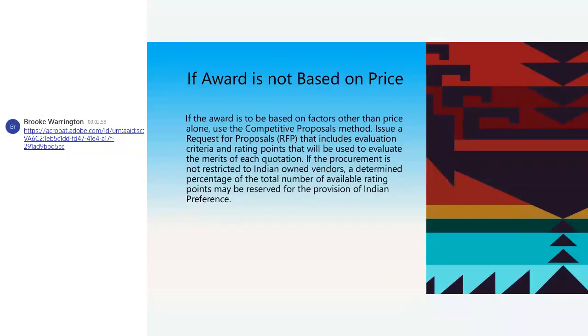If your award is to be based on factors other than price, you use what they call a competitive proposal method. You issue a request for proposal that includes evaluation criteria, rating points that you're going to use to evaluate the merits of each quote that you get. If your procurement is not restricted to Indian-owned vendors, a determined percentage of your total number of available rating points can be reserved for the provision of Indian preference.